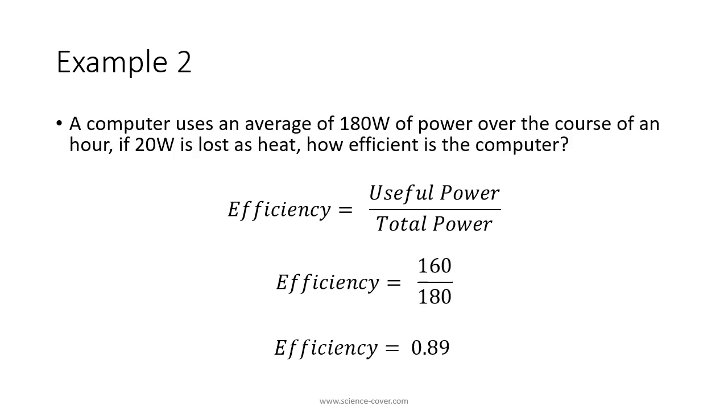Example 2. The computer uses an average of 180 watts of power over the course of an hour. If 20 watts was lost as heat, how efficient is the computer? Well, first let's work the useful power out. So we're starting with 180 watts and we lost 20 as heat. So we must have 160 watts going as useful power. So I can place 160 as useful power and divide it by 180, the total power. And this gives me 0.89.